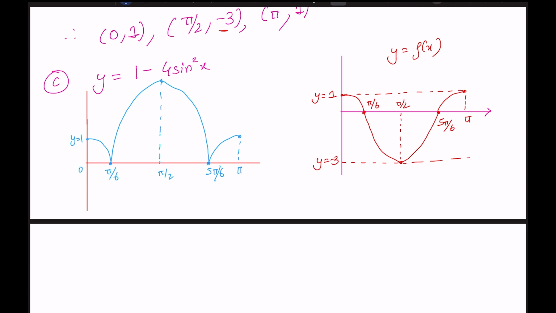So this line is the y equals 1 line, and this value will be y equals 3. There's a minimum value of y equals minus 3. So if you reflect this above, this point will become y equals 3. So this should be your curve.